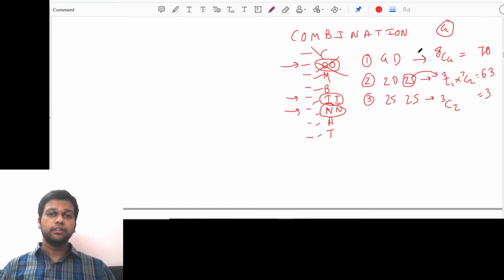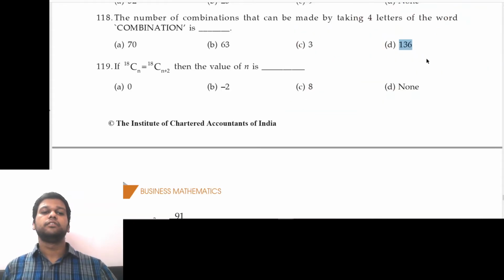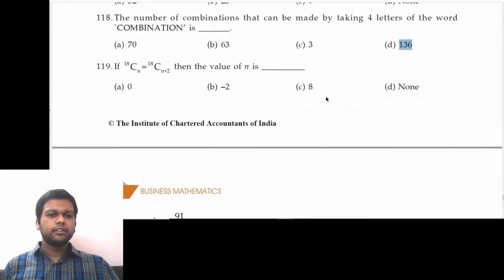Okay. Understand it carefully. This is a good one. There are 2-3 more questions in the exercise also. Something examination or something like that. Okay. Fine. Next, 119. If 18Cn is equal to 18Cn plus 2, then the value of n is.